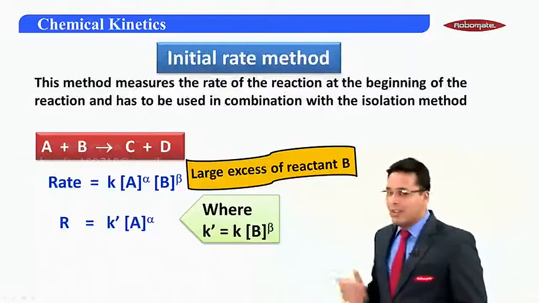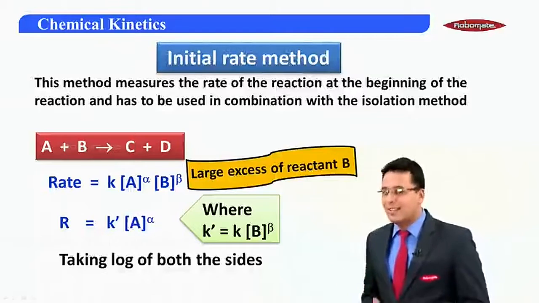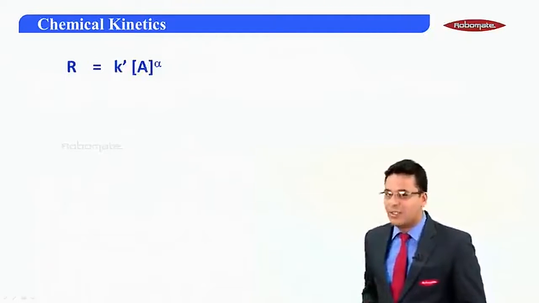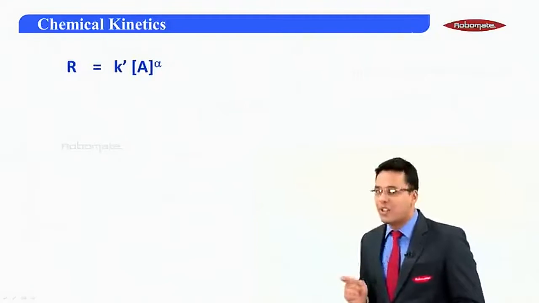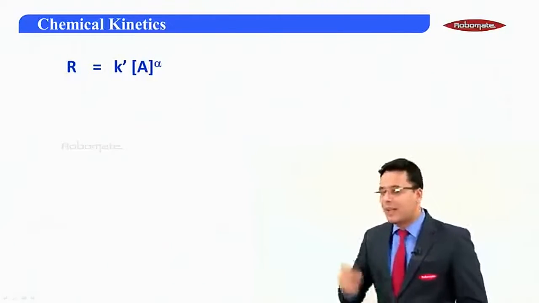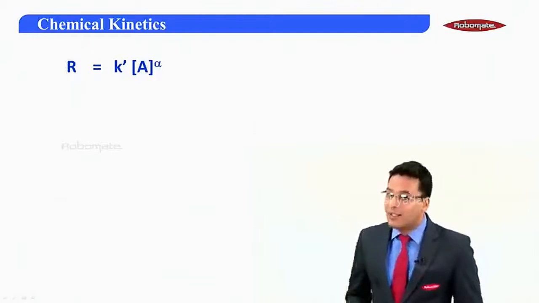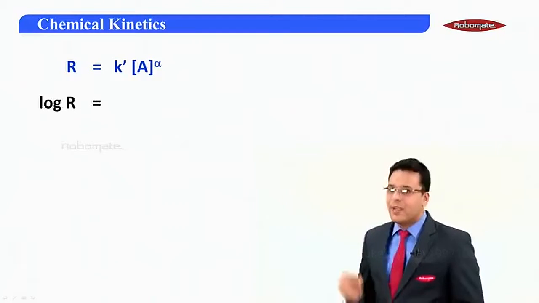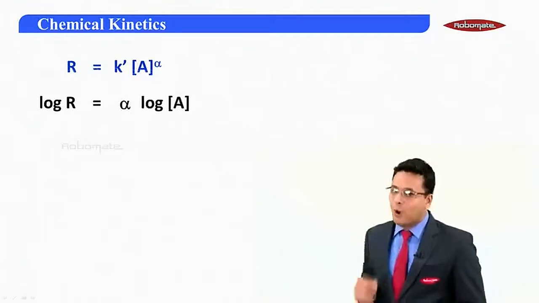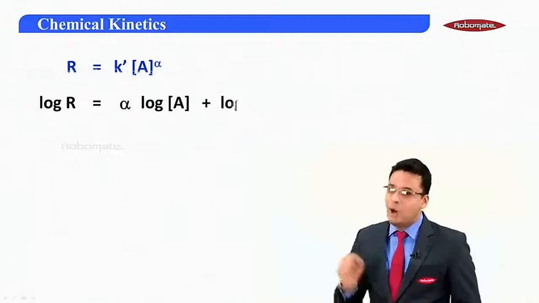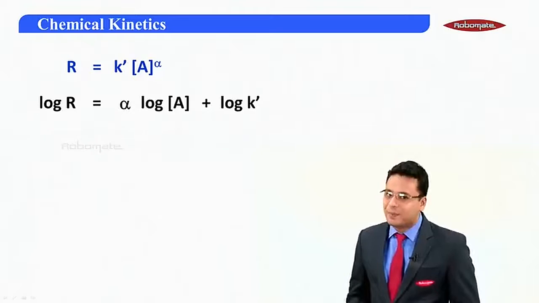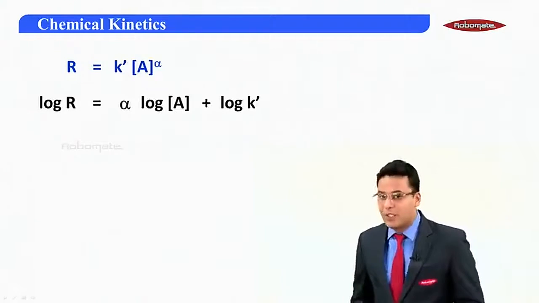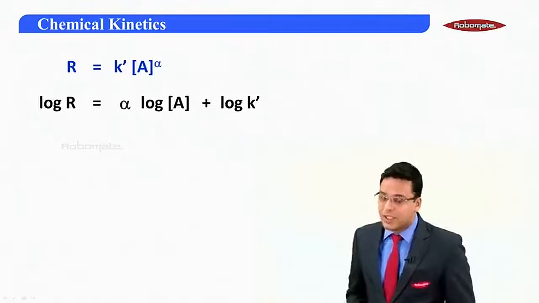What we will do here is, we will take log on both the sides. So this is our expression. R is equal to K dash into concentration of A raised to alpha. When we take log on both the sides, we will get log of R is equal to alpha into log of A plus log of K dash. Of course, I have applied a couple of laws of logarithms. That's how we get this expression.